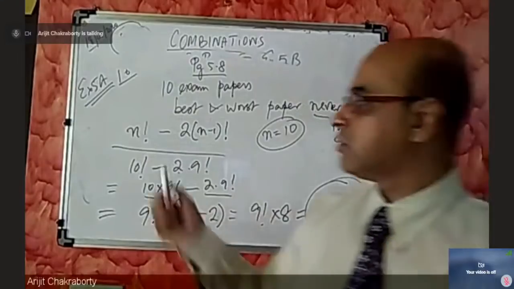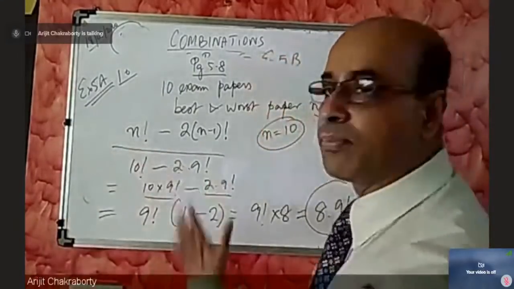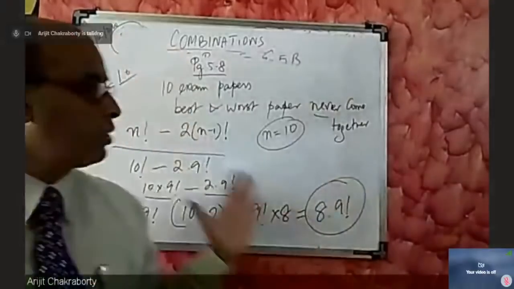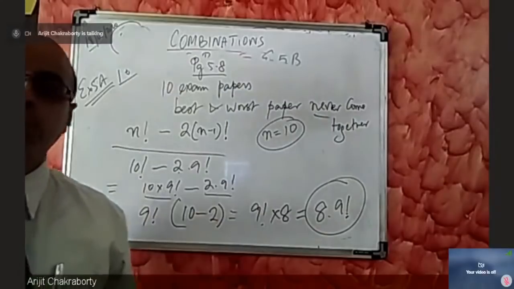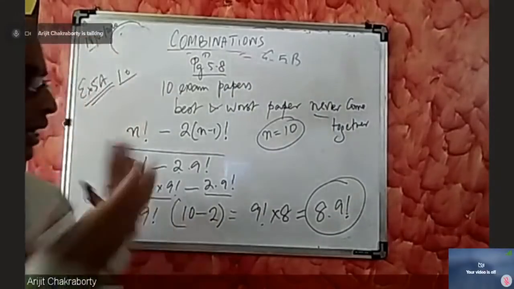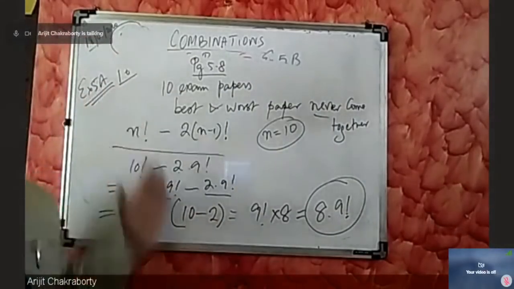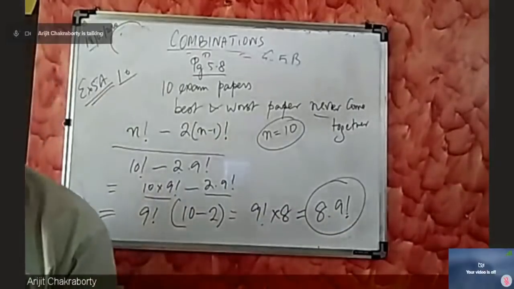So this was, now that you know this formula and I proved it, how to use this formula and how we are arriving at n factorial minus 2 into n minus 1 factorial. So directly we put in the values and here comes the solution to the problem.